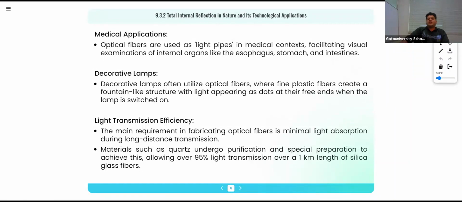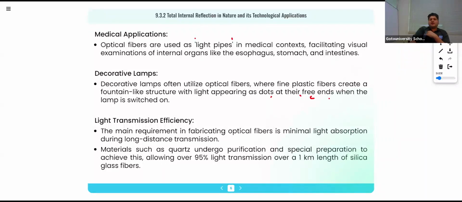Medical appliances. Optical fibers are used as light pipes in the medical context, facilitating visual examination of internal organs like the esophagus, stomach, and intestine. We need total internal reflection. For decorative lamps, we often use optical fiber, where fine plastic fibers create a fountain-like structure with light appearing as dots at the free end when the lamp is switched on.